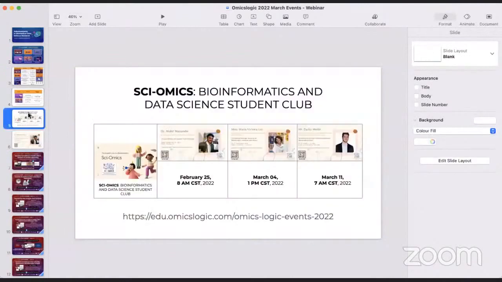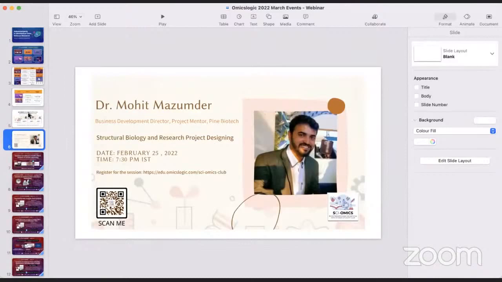Along with that, we have some expert sessions coming up from our Omics Club. That would also address some of the important questions. Today we also discussed structure biology, and how we integrate structure biology from sequence to structure to function. We'll be discussing that in our next event, which is on 25th February, 7:30 p.m.